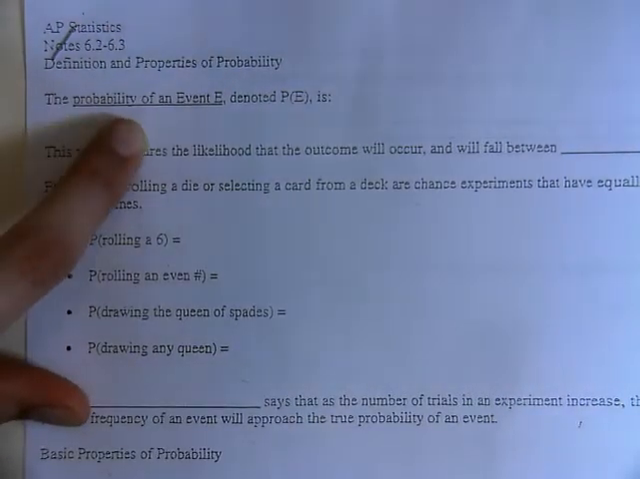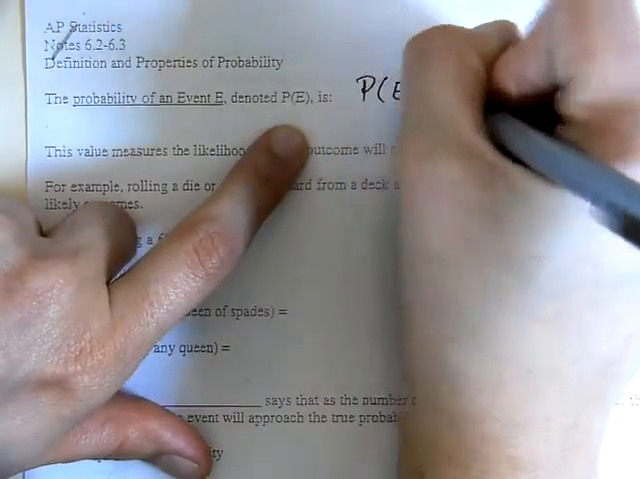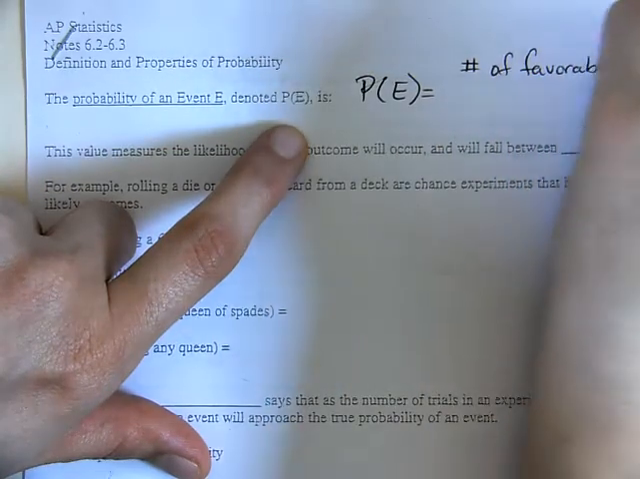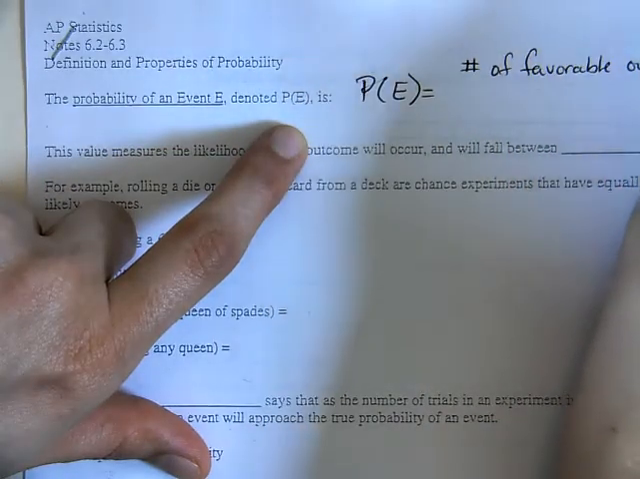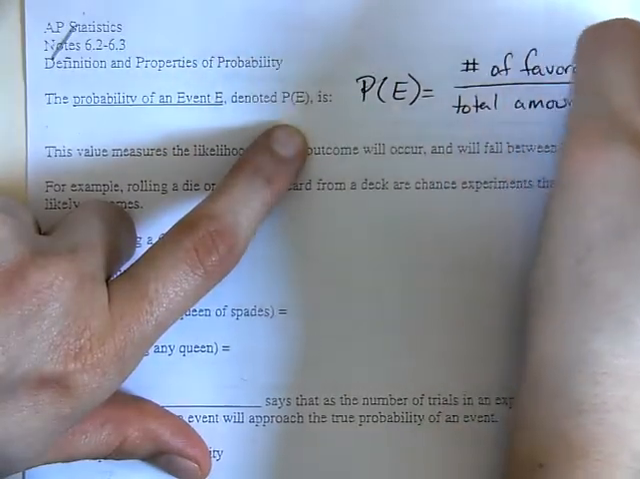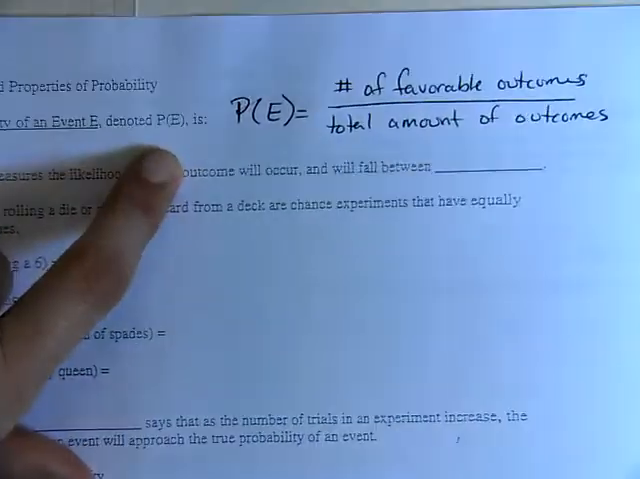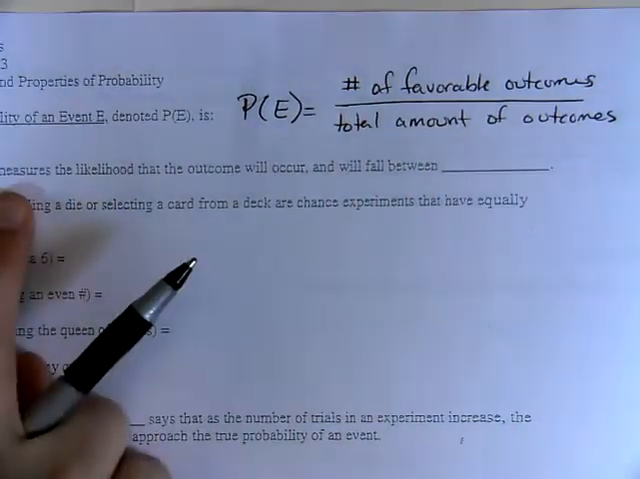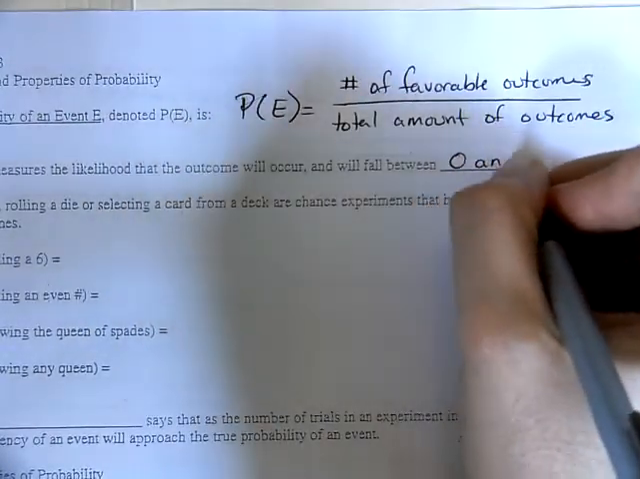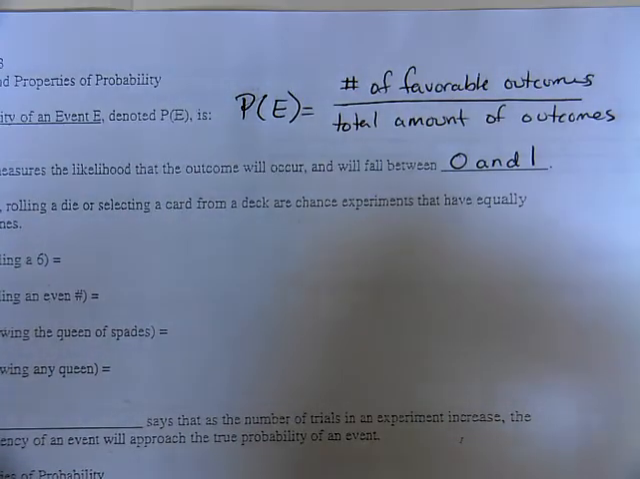So probability of an event E, we write it as P(E). It's the number of favorable outcomes over the total amount of outcomes. So this value measures the likelihood that an outcome will occur. It always falls between 0 and 1. So you can never have a negative probability, and you can't have a probability more than 1.